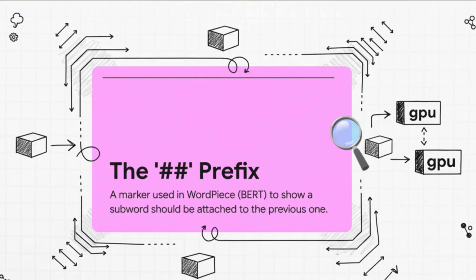It's a signal that says, hey, this part, the U, should be stitched back onto the previous token, GP, with no space in between. It's how the model knows that "GP" and "##U" aren't two separate things, but that they combine to make the single word GPU. It's a really clever trick to make sure the original word doesn't get lost.